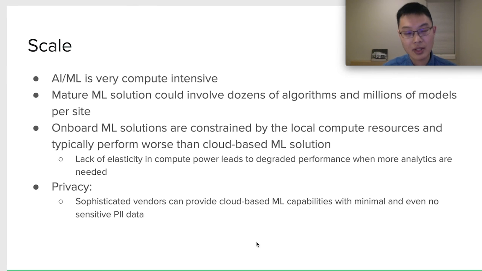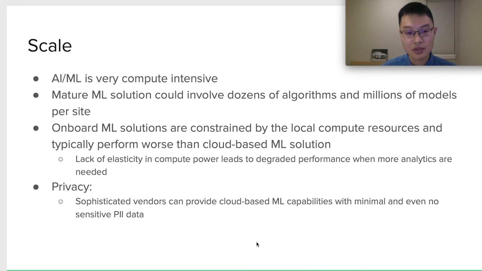Another factor to consider when evaluating AI/ML products is scale. It's obvious that AI/ML solutions in general require a lot of compute resources, and mature ML solutions could involve dozens of algorithms and millions of models per site. There are two ways to typically deploy ML solutions. One is to run the ML algorithms and models onboard some sort of on-premise or virtual appliance. The other way is to offload features to the cloud and execute machine learning models in the cloud. In general, onboard ML solutions are constrained by the local compute resources and typically perform worse than cloud-based solutions.